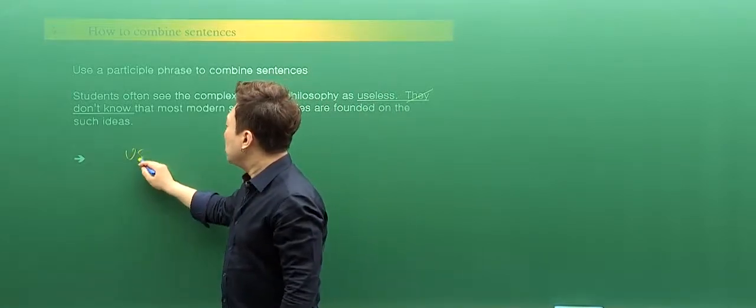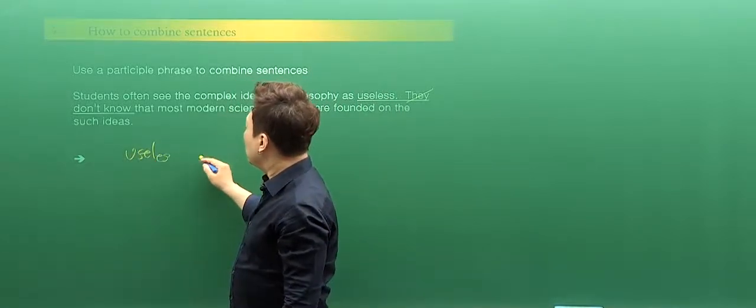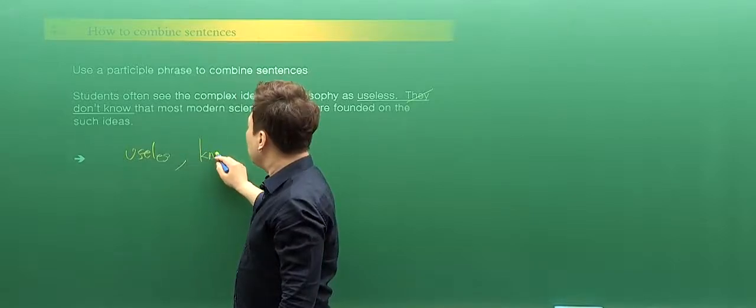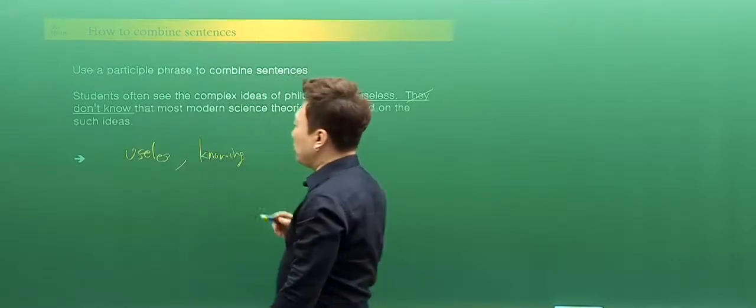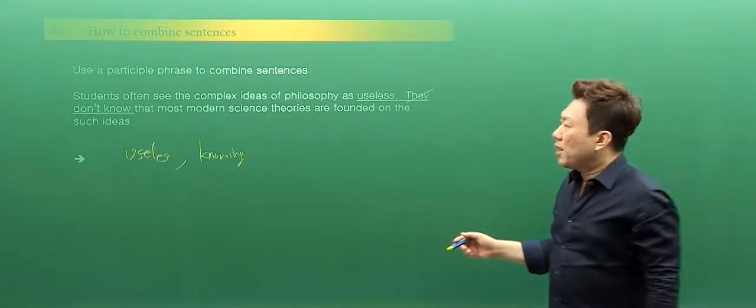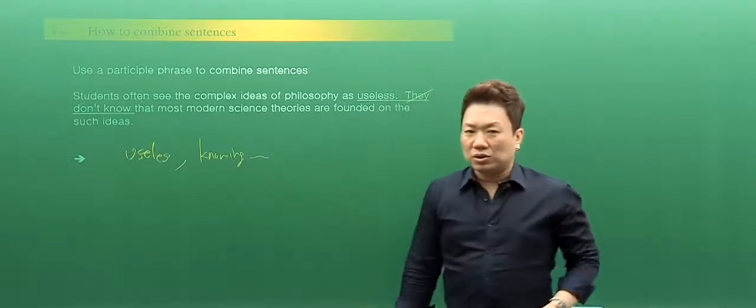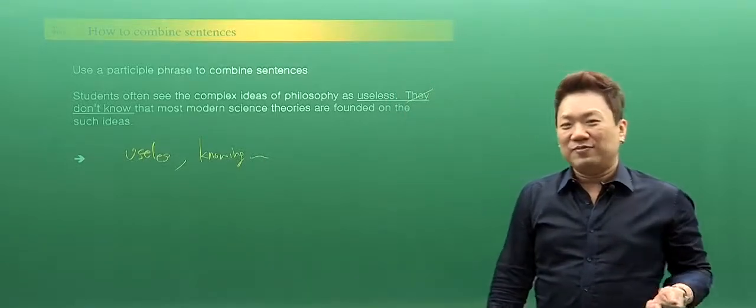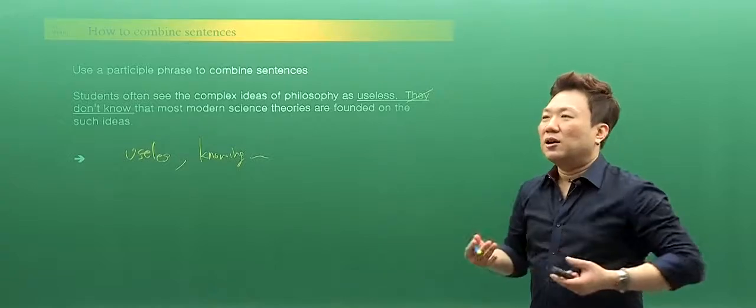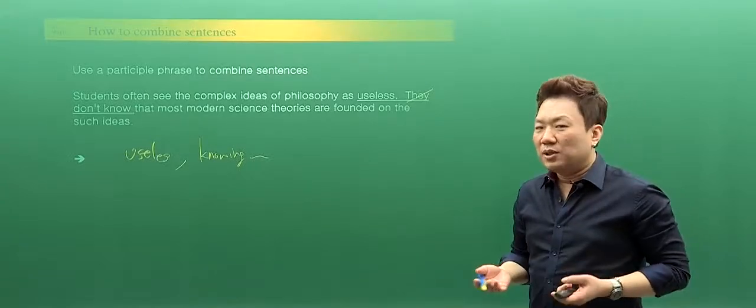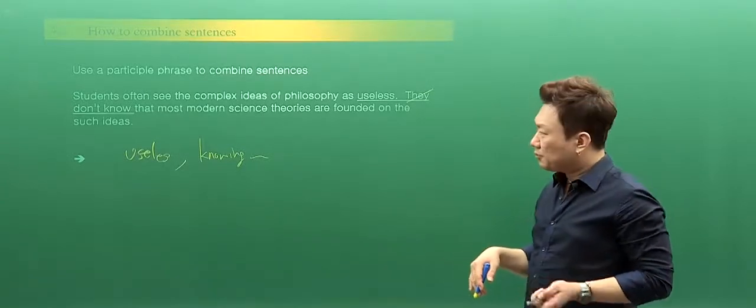So useless, and knowing. Simply by saying this, you may combine those 2 sentences. Very simple, right? If you know the purpose of the participle, then you know this one, okay?